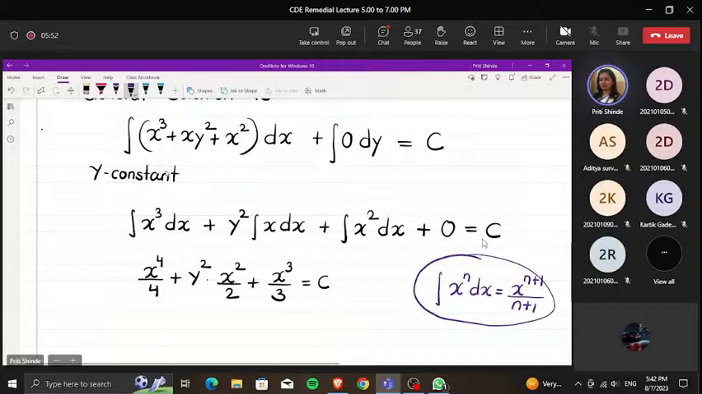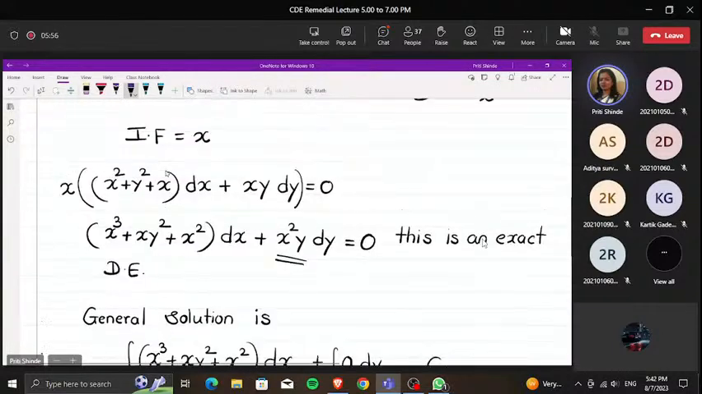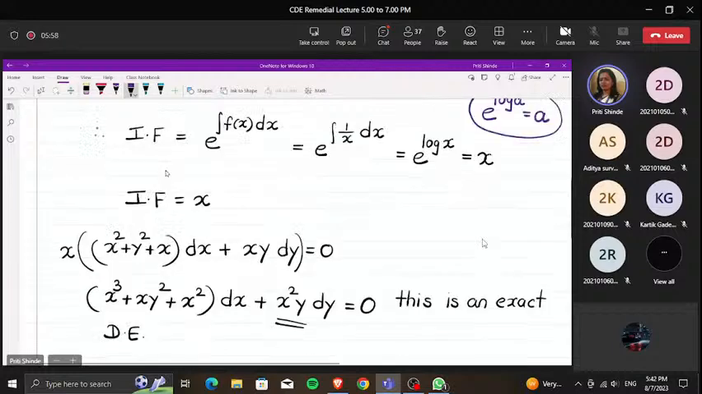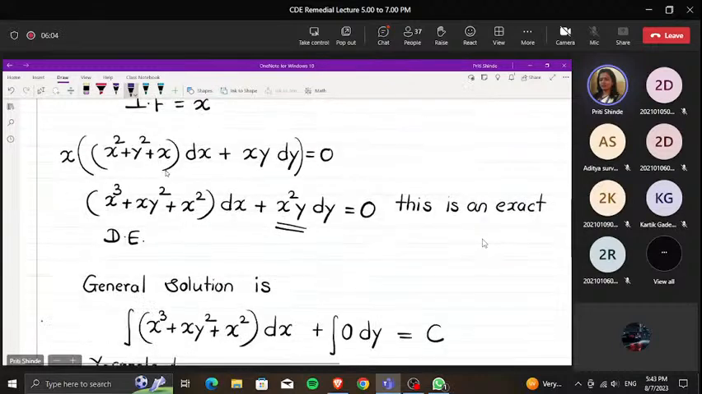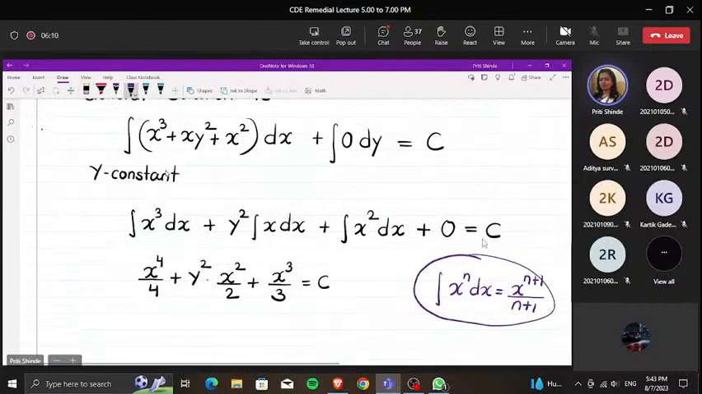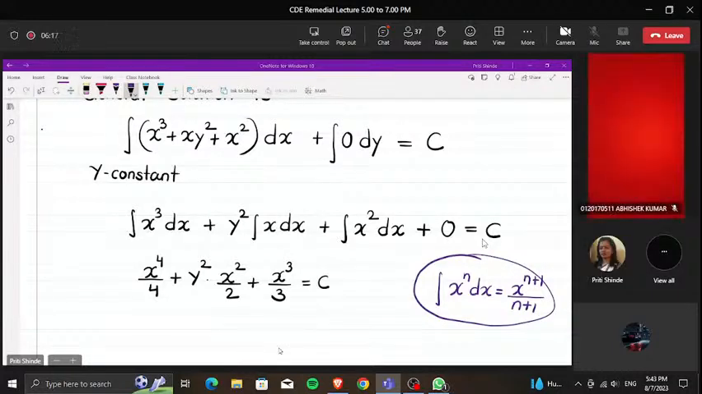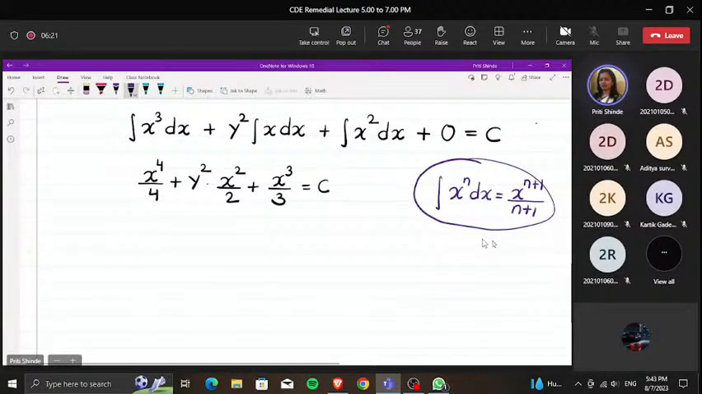So to solve a non-exact differential equation using a suitable rule, first find the integrating factor, multiply your differential equation by the integrating factor and find the corresponding exact differential equation. And by using our standard formula, find the general solution. Understood everyone? Any doubt in this example? No, ma'am. So next example.